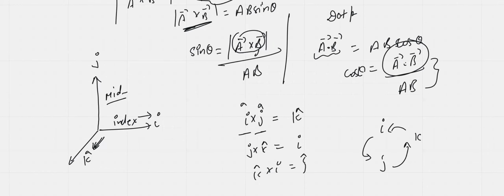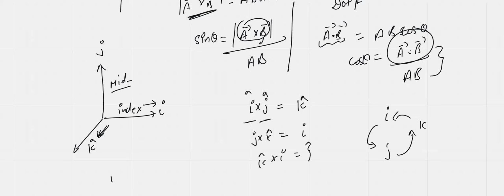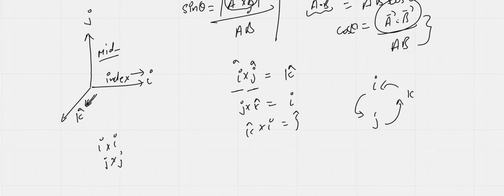Yes, sir. Okay. If I do I cross I, J cross J, what will be the answer in that case? Take a minute and let me know. It's not what you're thinking of. Zero, it's zero, not one, because we are not doing the dot product. When I say cross product, it means I am looking for the magnitudes which are perpendicular.